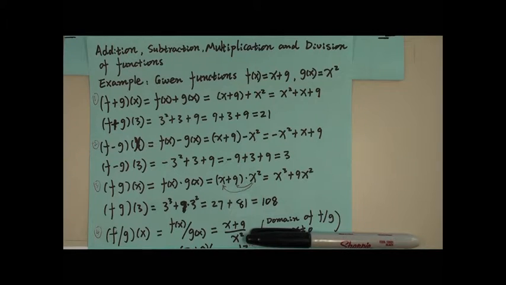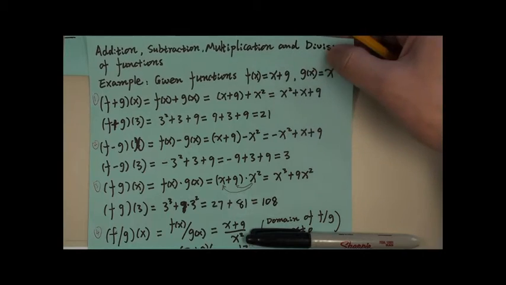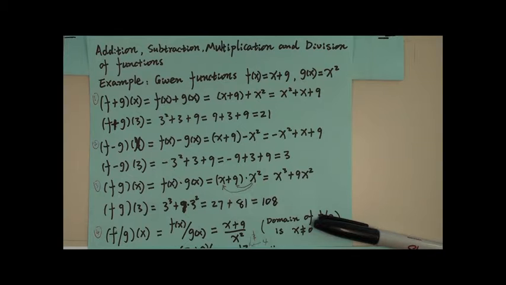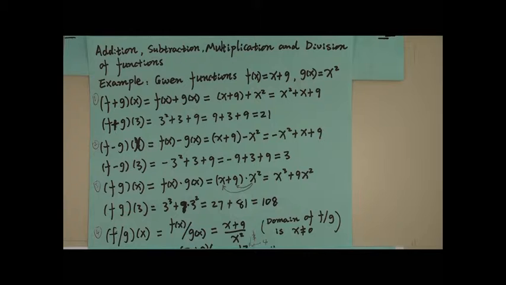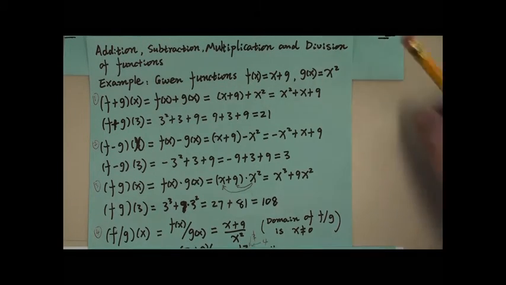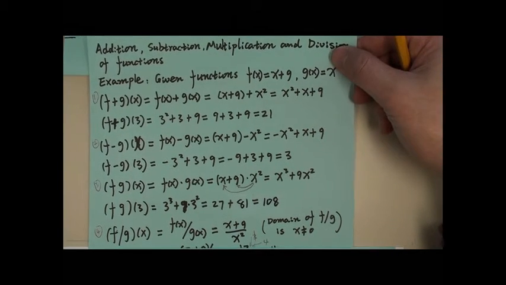Okay. Now, since division is involved, we want to be careful that the domain is changed. The domain right here is that the denominator cannot be 0. So here is all the real numbers except 0, because if you plug in 0 here, then the denominator is 0. Okay, so it does not make sense. So here the domain is all the reals except x equals 0.